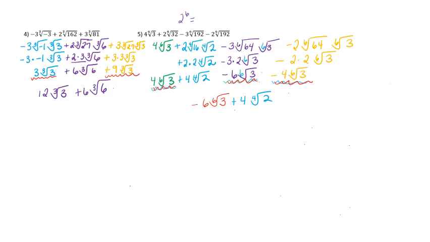So for adding and subtracting radical expressions, you have to have like radicals. To determine if they're like, first you have to simplify. So simplify each radical, then add or subtract each like radical by adding or subtracting the coefficients.